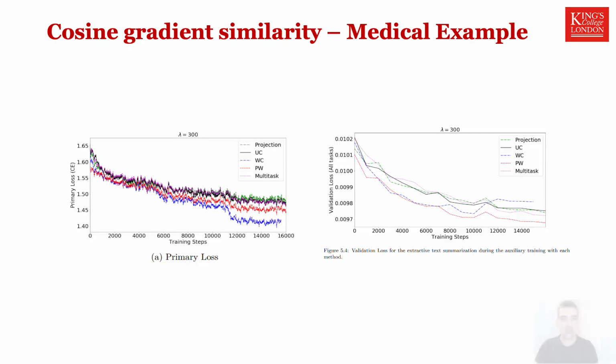Here are a couple of images from the paper showing that, for example, weighted cosines and projections of cosines, in this case the blue and the red lines, are pretty much the best, both in terms of the primary loss at training time, but also the validation loss at test time. You see that the performance is actually also very different between them, primarily the PW methodology that has a validation loss which is substantially below the other ones.